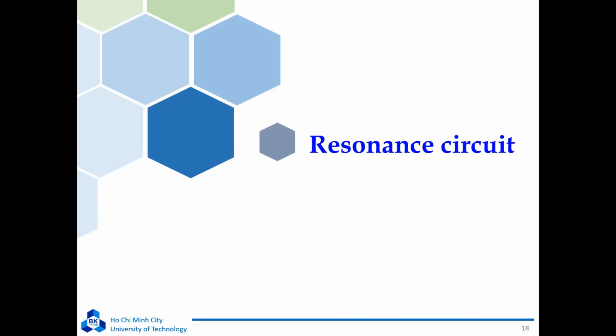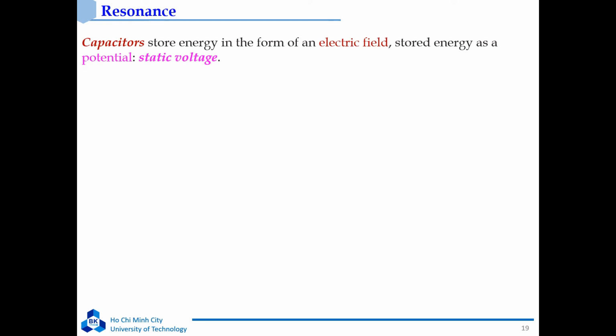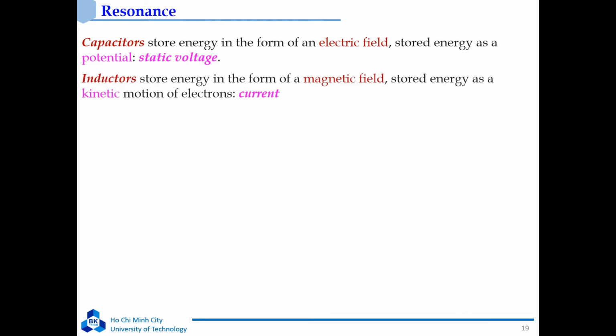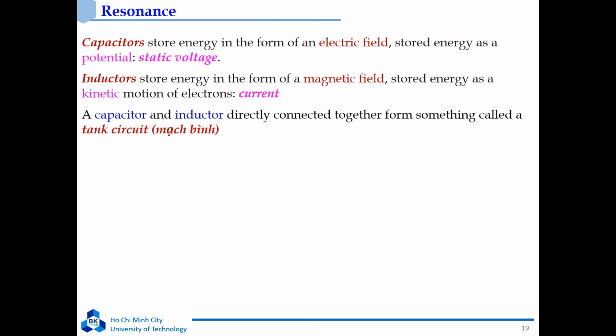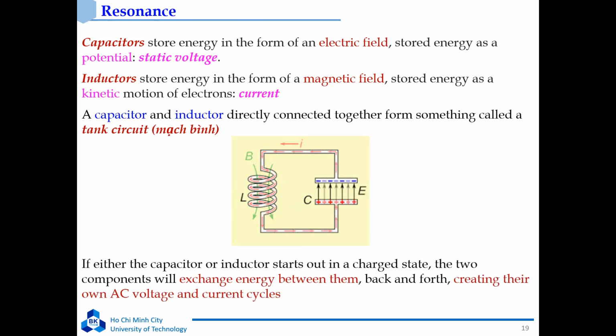Now we will discuss resonance circuits. As you know, a capacitor stores energy in the form of electric fields, as potential, static voltage. And an inductor stores energy in magnetic fields, as the kinetic motion of electrons, which is current. A capacitor and inductor directly connected together form something called a tank circuit. If either the capacitor or inductor starts out in a charged state, the two components will exchange energy between them, back and forth, creating an AC voltage and current.